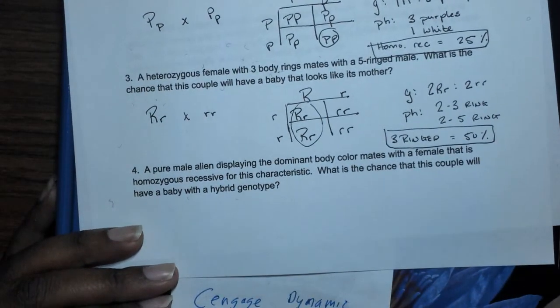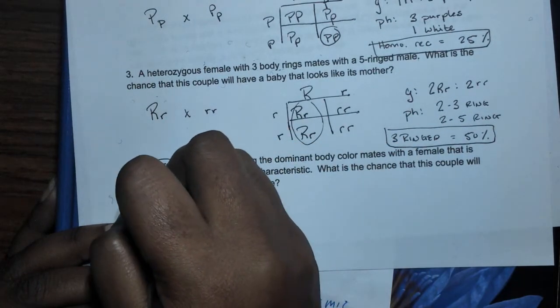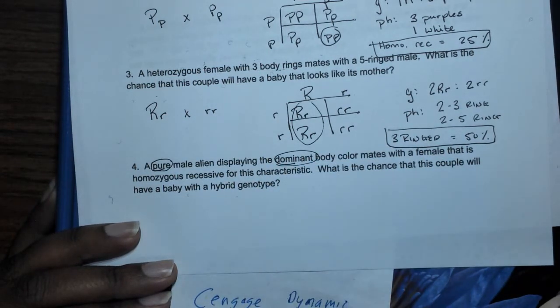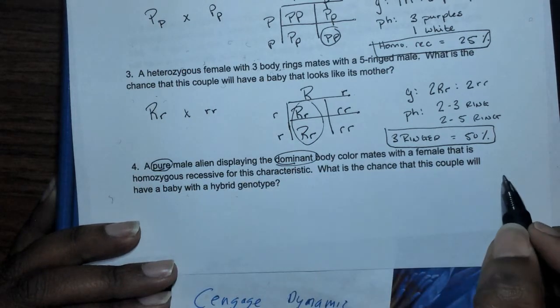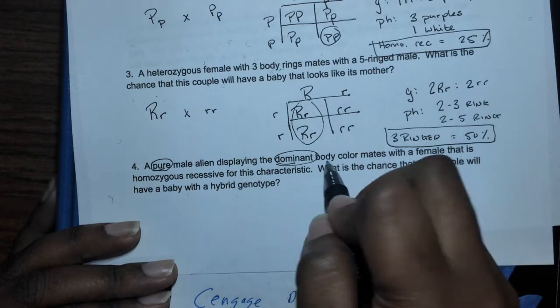A pure alien displaying dominant body color mates with a female. So pure dominant, so homozygous dominant, mates with a female that is homozygous recessive for the characteristic. What is the chance that this couple will have a hybrid genotype? Okay, so it says body color.